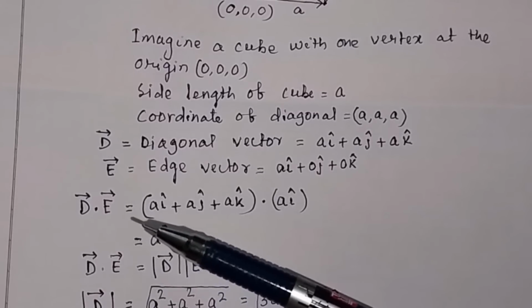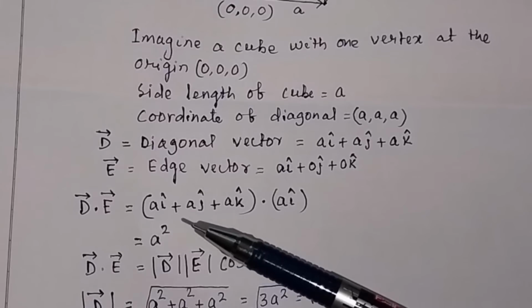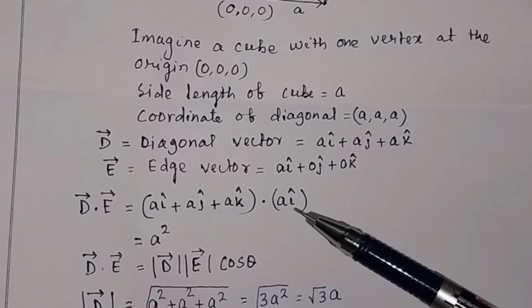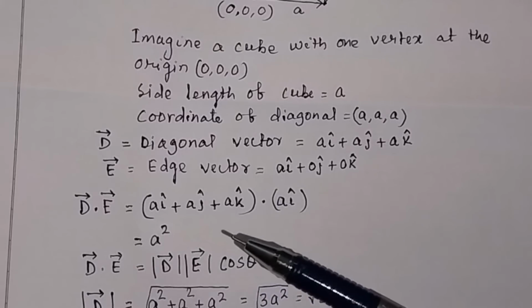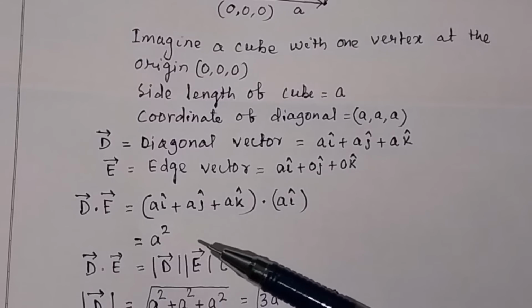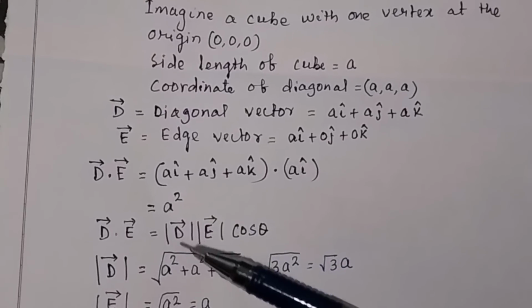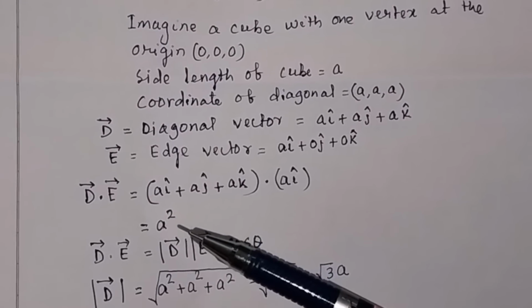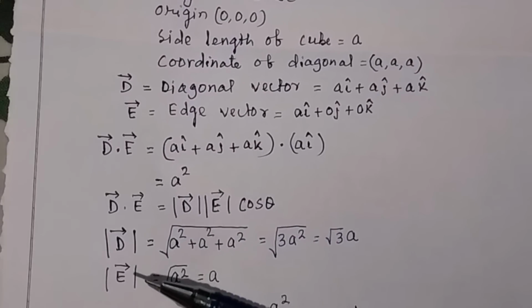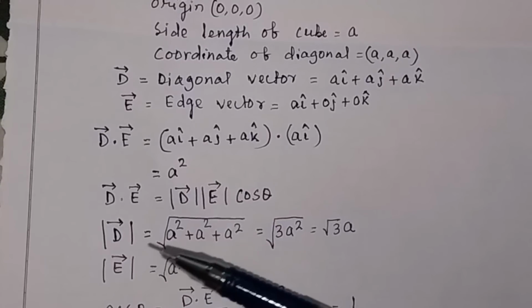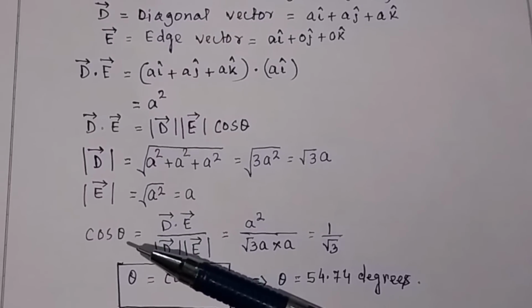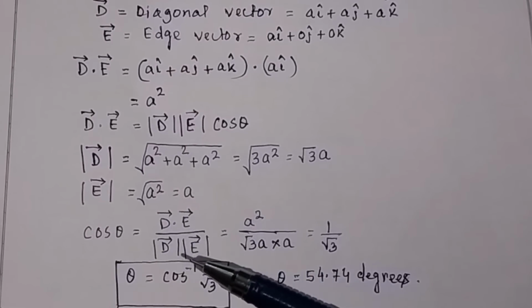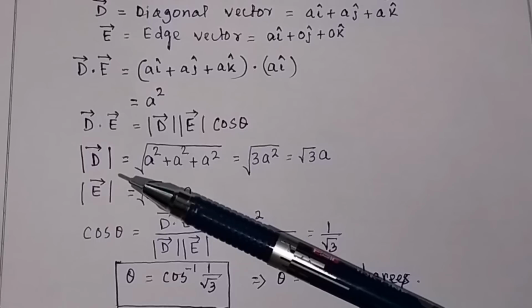The dot product of d dot e will be equal to the dot product of the vector a i cap plus a j cap plus a k cap dot a i cap, that will be equal to a square, because i cap dot i cap is equal to 1 and there will be no other j value or k value, so this will be equal to a square. Then you find the magnitude of the d vector, that is the diagonal vector, and the magnitude of the edge vector, because to find the value of cos theta, which is equal to d dot e divided by magnitude of e and magnitude of d, we have to find out the magnitude of the diagonal vector.